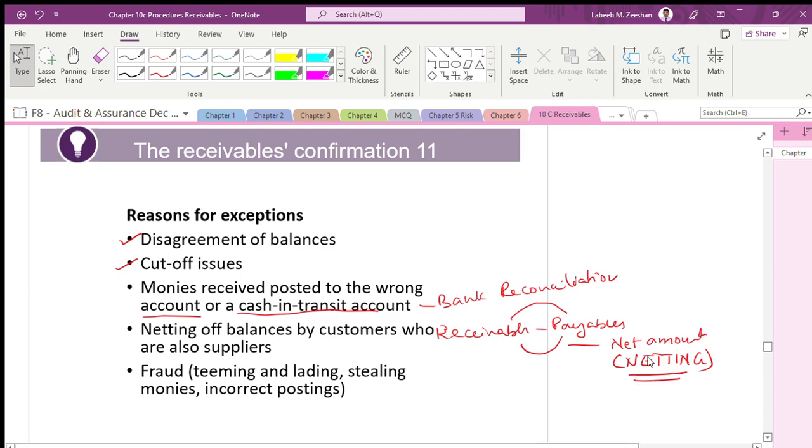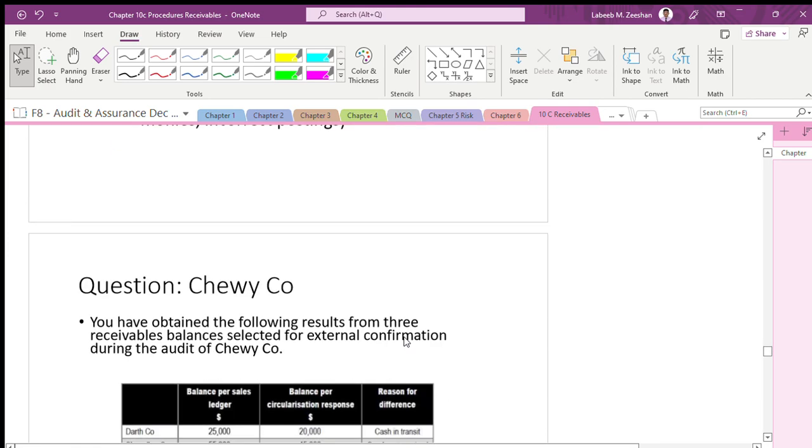What does net mean? I am selling and somebody is buying, so I will pay only the difference, or he will receive only the difference. Either he will pay the difference or I will pay the difference, as simple as that. Maybe because of that there will be some disagreement. You may have fraud, in terms of stealing money, incorrect postings, all of which will cause some exceptions.